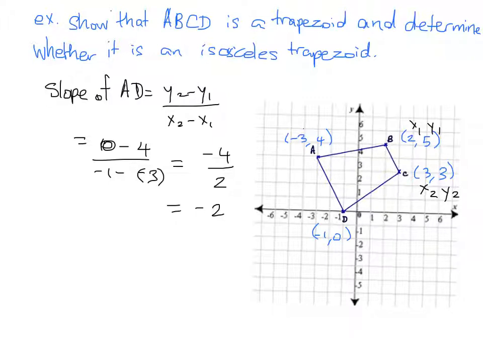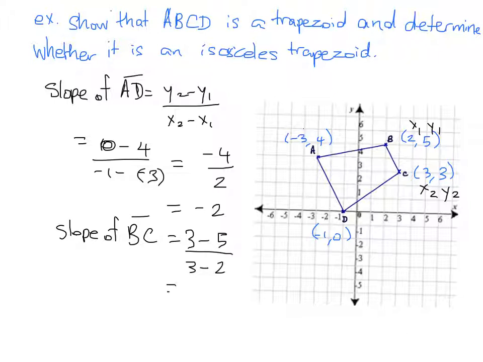So let's plug in for the slope of BC. And those are segments, so let's put that there. All right, so we have y2, which is 3, minus y1, which is 5, over x2, which is 3, minus x1, which is 2. And when we do that, we get negative 2 over 1, which is just negative 2. As it turns out, the slopes are actually equal. And that means that these two lines, we can say definitively, are parallel to each other.